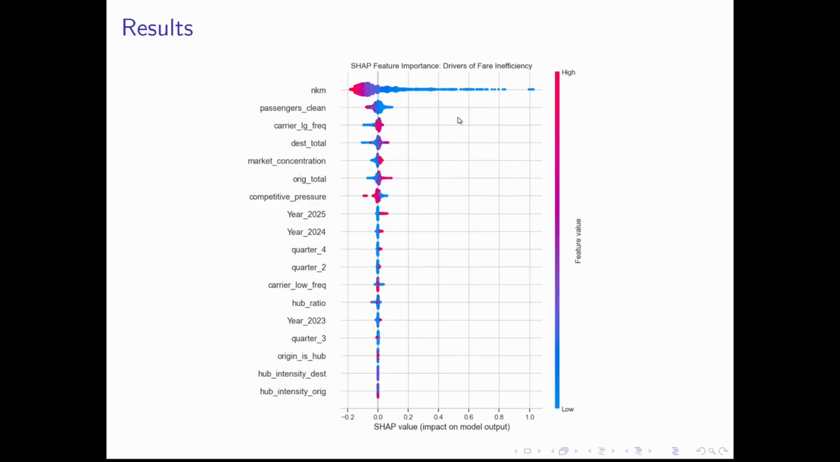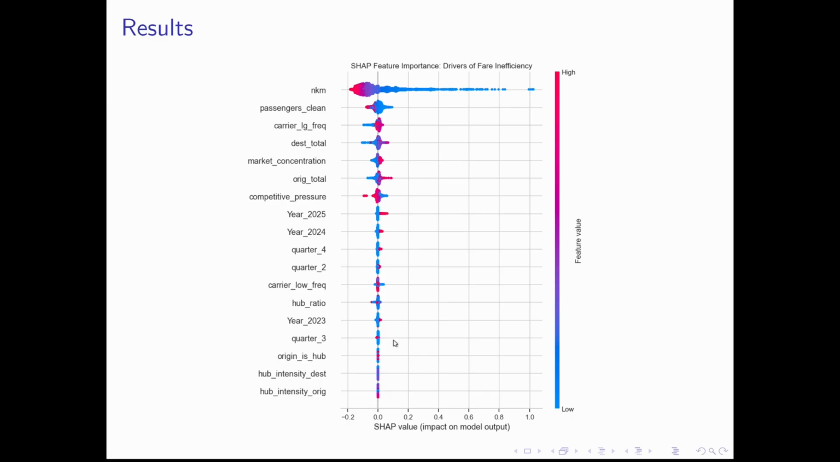Here is the result of the SHAP analysis. Looking specifically at NKM, which is the flight distance, these blue points, which represent short flights, have very positive SHAP values, while the red points, representing long flights, have negative SHAP values. This suggests that the shorter flight distances increase the baseline cost per mile, while the longer flights have lower costs per mile. We can come to similar conclusions about these next few features, although they seem to have less effect compared to distance, since their SHAP value magnitude is a bit lower.